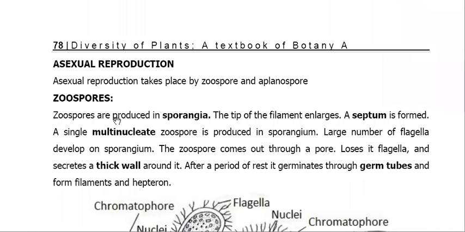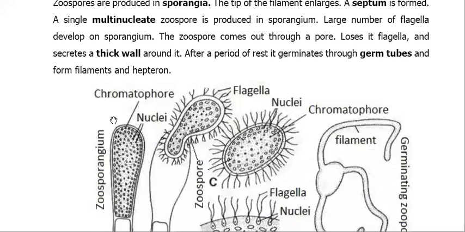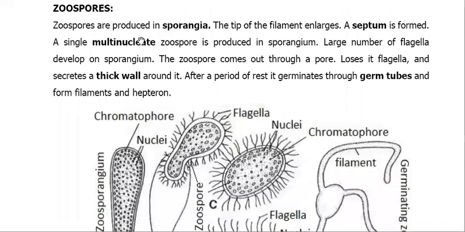Asexual reproduction takes place by zoospores and aplanospores. What are zoospores? Zoospores are produced in the sporangia. The tip of the filament enlarges. A septum is formed. A single multinucleate zoospore is produced in the sporangium.